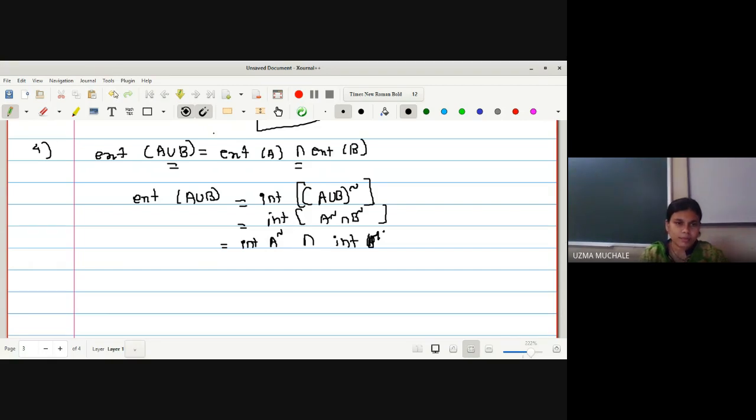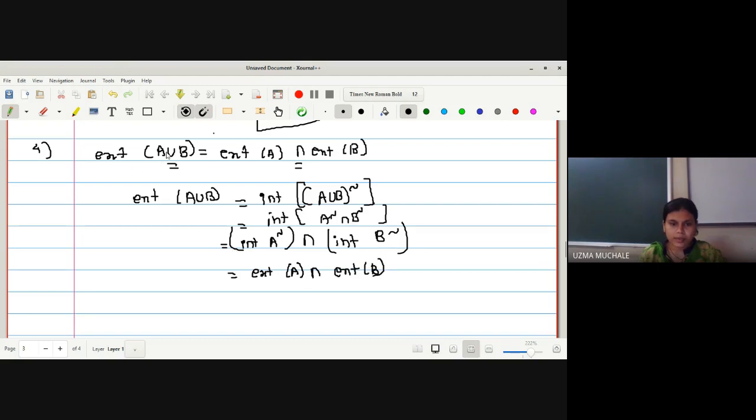Now simply you have to apply the interior property on both sides, on both the terms, and you will get interior of A complement intersection interior of B complement. This is on one side, this is on the other side. So what is interior of A complement? It is nothing but the exterior of A, intersection with exterior of B.